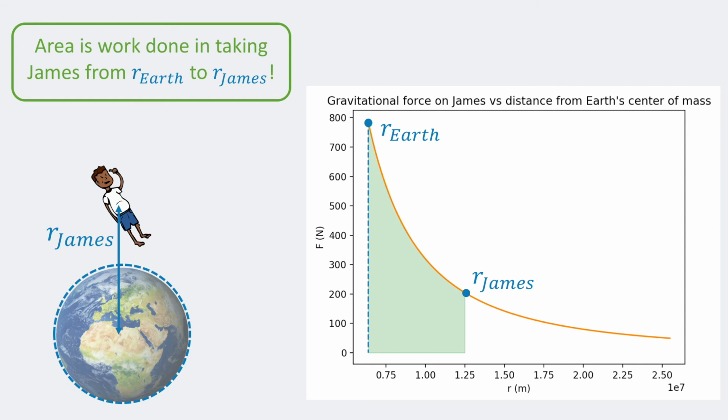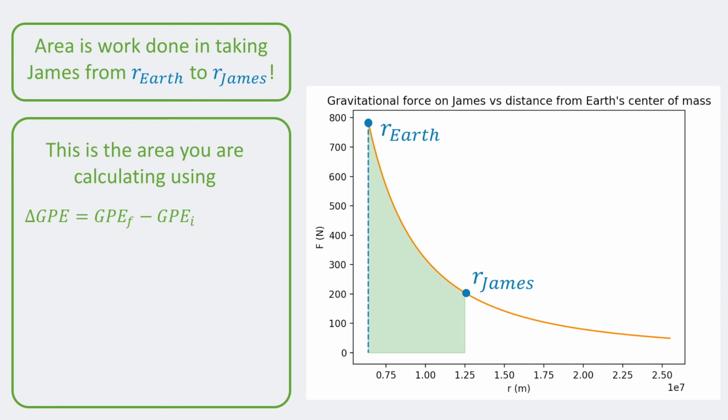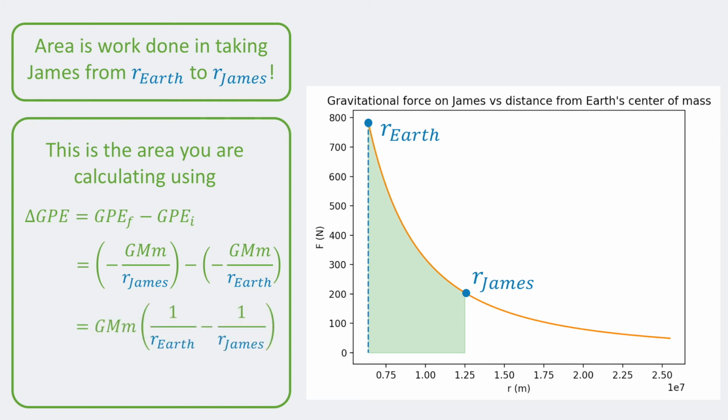So how do we calculate this area? Well, this is actually exactly the area that you're calculating using the formulae that we use when James was in space. So the change in gravitational potential energy, which is the area, is equal to the final gravitational potential energy minus the initial gravitational potential energy. So in this case, it's negative GMm over r James, where he is now, minus negative GMm over r Earth, the radius of the Earth, which simplifies down to GMm, 1 over r Earth minus 1 over r James.